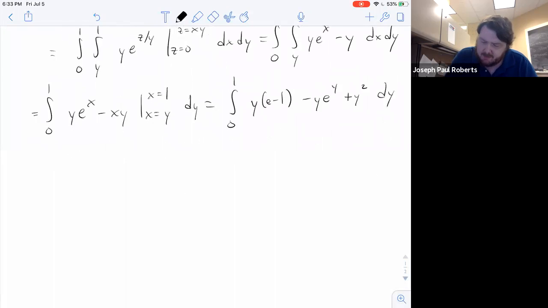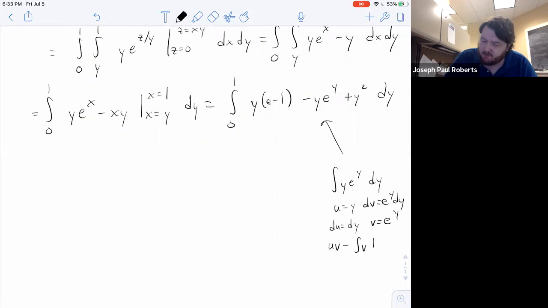And so then at that stage, I guess technically you're going to need integration by parts. For y e to the y, you're going to do u equals y, dv is e to the y dy, du is dy, and v is e to the y. So that after you do uv minus the integral of v du, you'll get y squared over 2 times e minus 1 minus y e to the y minus e to the y, after you do the uv minus integral v du.